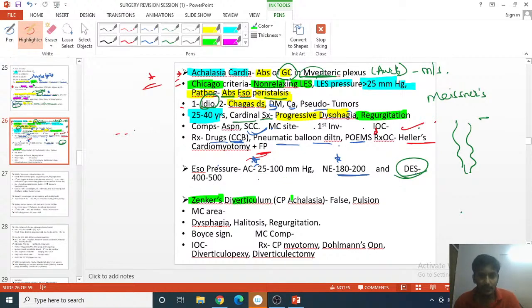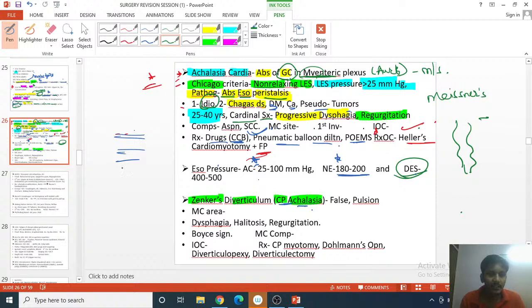Zenker's diverticulum is also known as cricopharyngeal achalasia. So I have already explained, there are three constrictor muscles in the pharynx, which are your superior constrictor, middle constrictor, and your inferior constrictor.